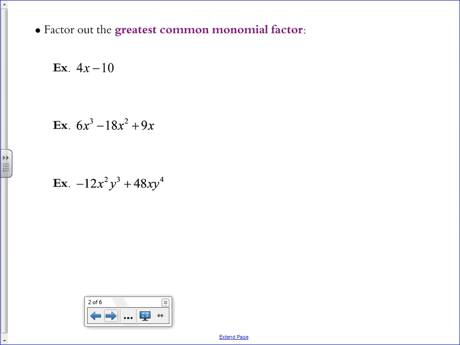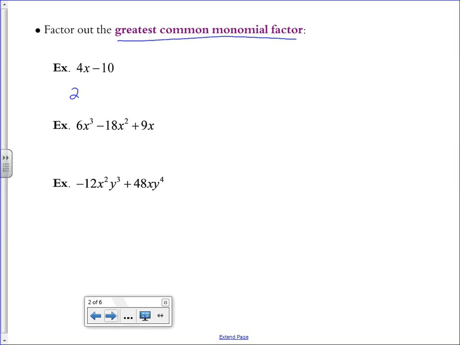One type of factoring is to factor out the greatest common monomial, which just means if you look at the terms in the expression, for example, 4x minus 10, you're going to look for the number that you can divide both of those terms by, and then take it out as if you're undistributing it. So I notice that I can divide 4x by 2, and I can also divide the minus 10 by 2. And so I'm going to factor out that 2. The 2 here is the greatest common monomial factor. That's what this means. So I'm going to take out the 2.